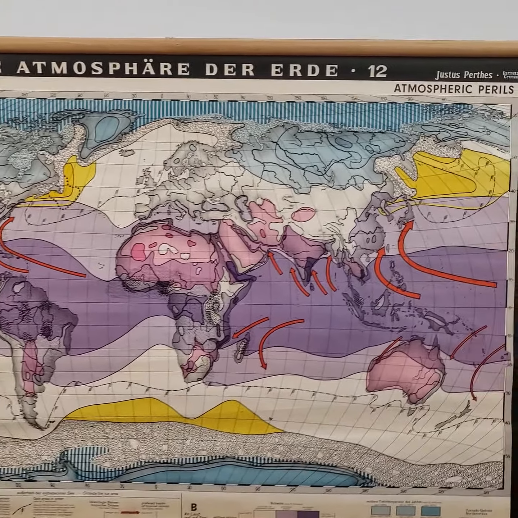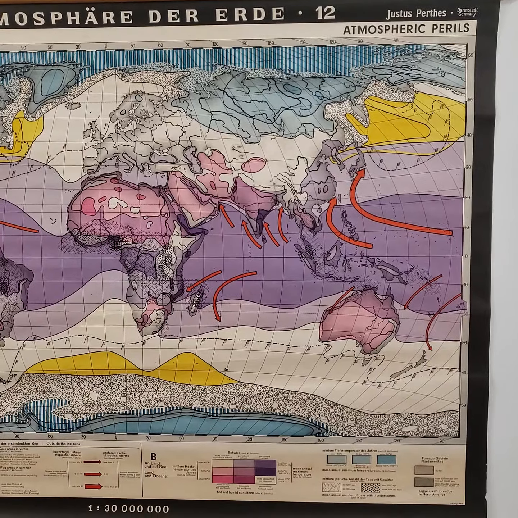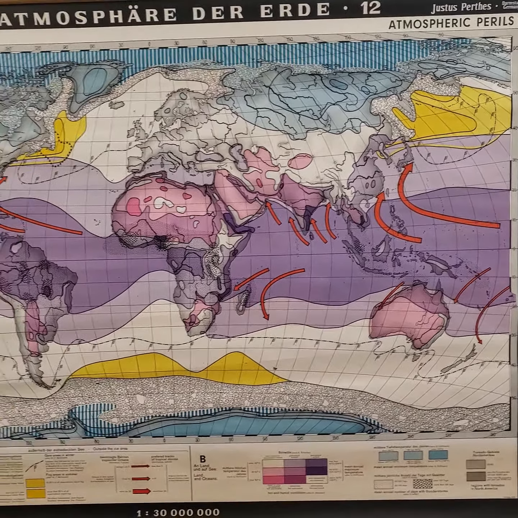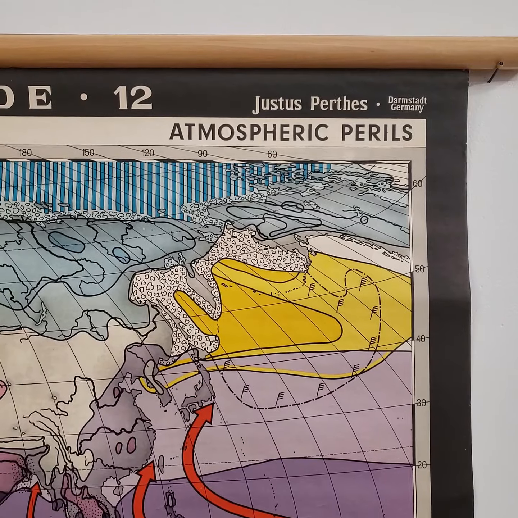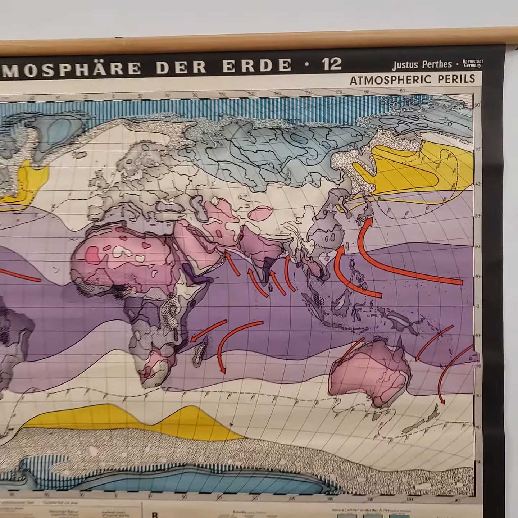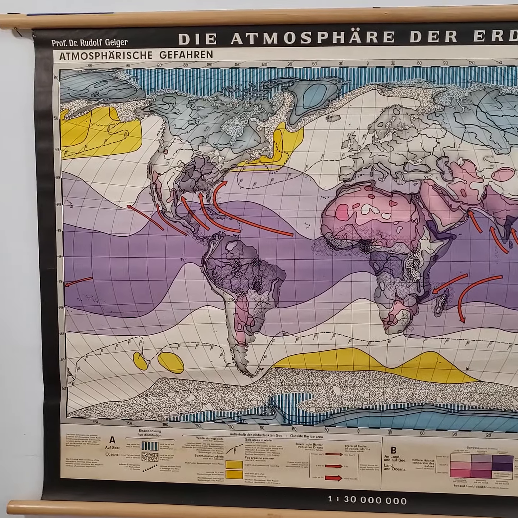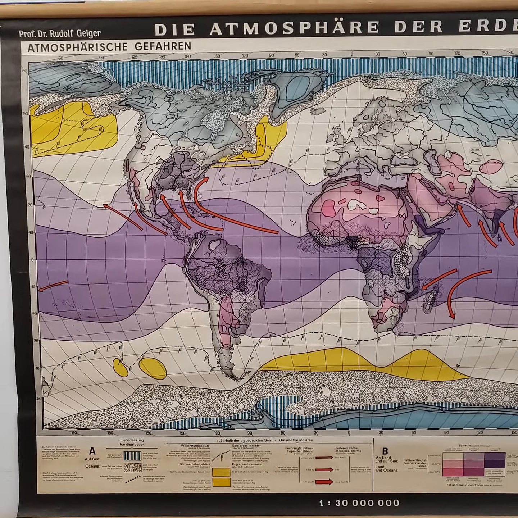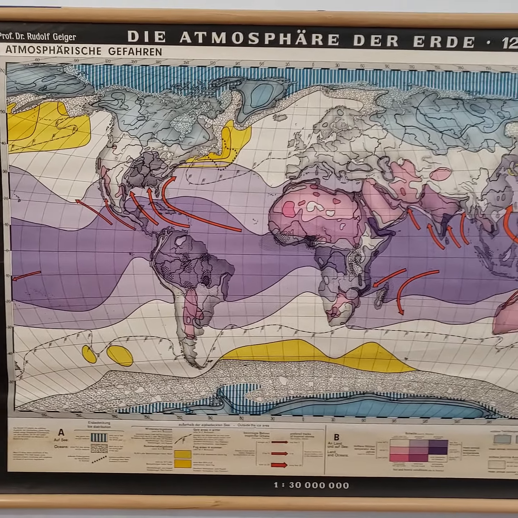You'll notice number 12 after the title. This map was part of a large series of other maps that detail various aspects of the Earth's climate, but this one focuses on atmospheric perils. Now, what are atmospheric perils? They are essentially disturbances in the atmosphere or otherwise the oceans that can more often than not cause natural disasters.